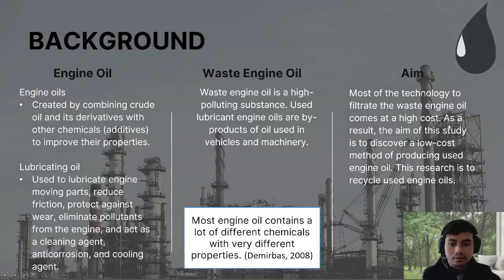As for the introduction, engine oil is created by combining crude oil and its derivatives with other chemicals or additives to improve their properties. Lubricating oil is used to lubricate engines or moving parts, reduce friction, protect against wear, eliminate pollutants from the engine, and act as a cleaning agent, anti-corrosion agent, and cooling agent. Waste engine oil is a highly polluting substance. Used lubricant engine oils are a byproduct of oil used in vehicles and machinery.